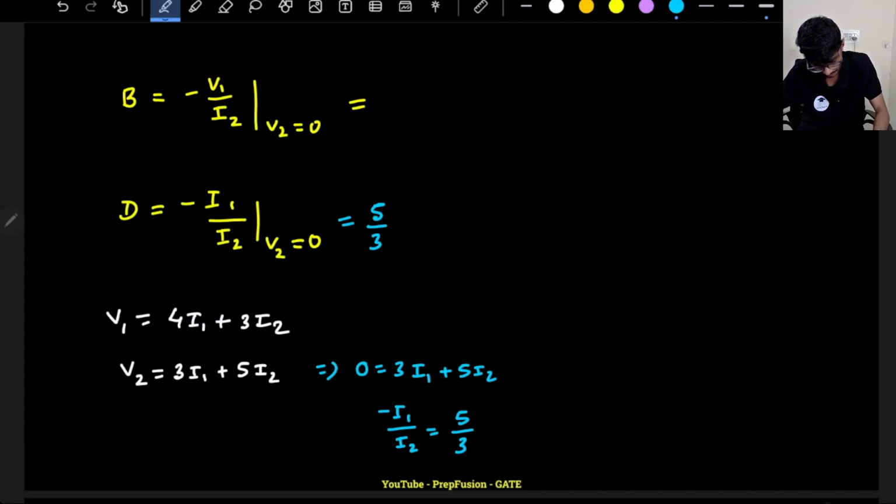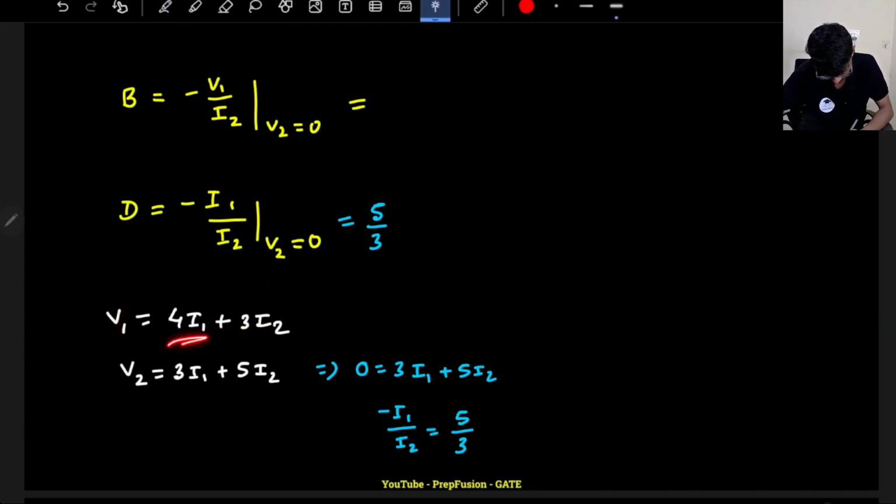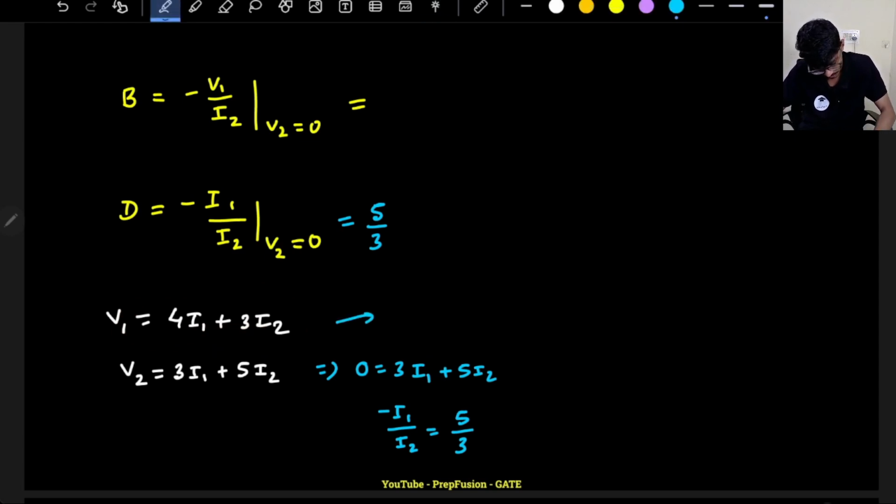What about V1 by I2? So now I can replace my I1 as minus 5 by 3 of I2. So this equation will be V1 equals 4I1 minus 5 by 3 into 3. So this will be minus 5I1. Okay. So yeah, this will be minus 5I1.